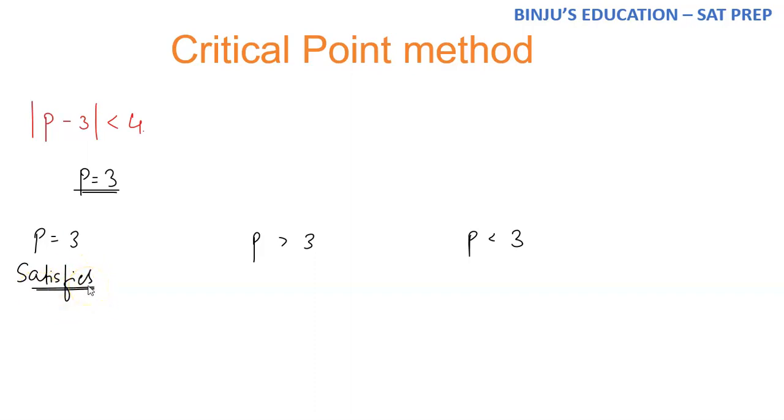Okay, so this is one of the solutions for the inequality given above. So p can be equal to 3 when mod of p minus 3 is less than 4. Take the second case when p is greater than 3. When p is greater than 3, p minus 3 will be positive, so I don't have to worry about the sign. I'm going to simply say p minus 3 is less than 4, or p will simply become less than 7.